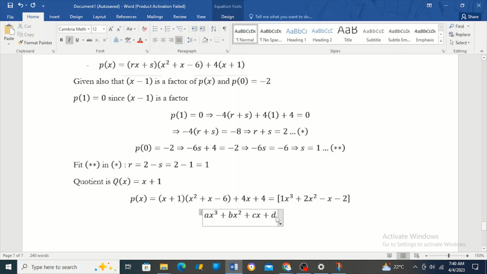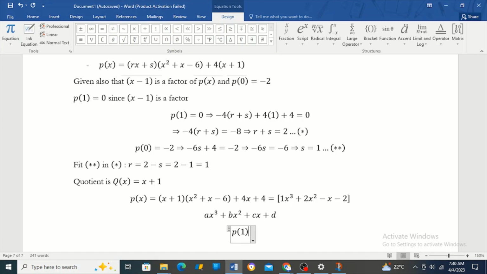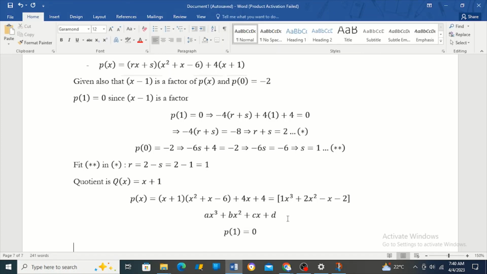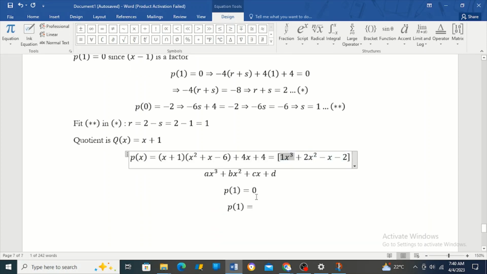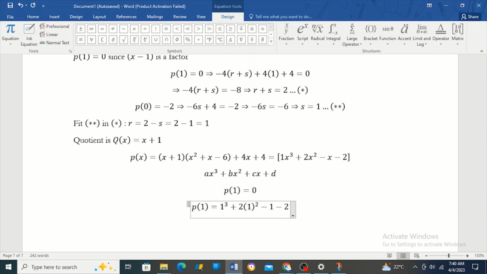Now let us verify if actually x minus 1 is a factor. If x minus 1 is a factor, it means that, like we said, p of 1 should give you 0. But what is p of 1? Our p of 1 is equal to, we replace x with 1 here, we get 1 cubed plus 2 into 1 squared minus 1 minus 2. 1 plus 2 is 3, then minus 3. Okay, it is 0, so p of 1 is 0 and we are okay.